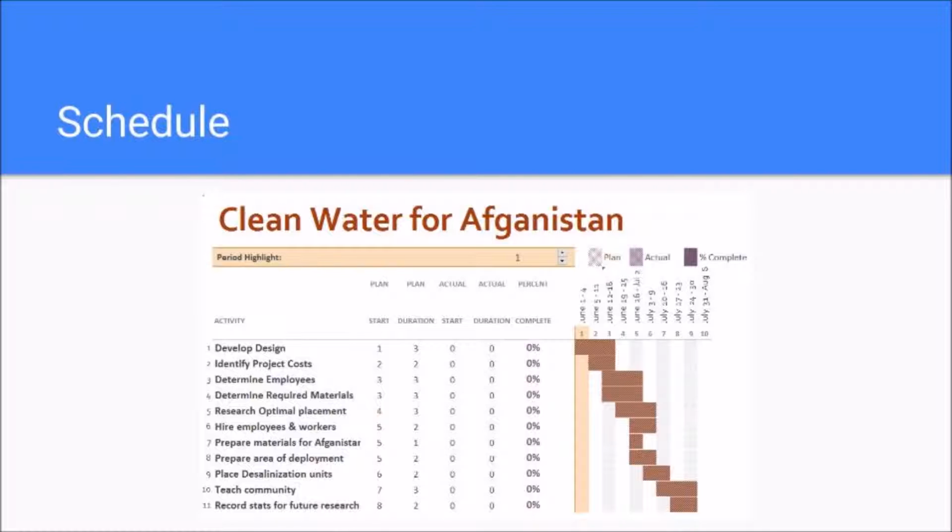The ninth step is to place the distillation units in Afghanistan, which will take place over a 2-week period. The 10th step is to teach the surrounding community about the equipment that we have deployed, which will take place over a 3-week period. And the 11th step is to record statistics which will be used for future research.